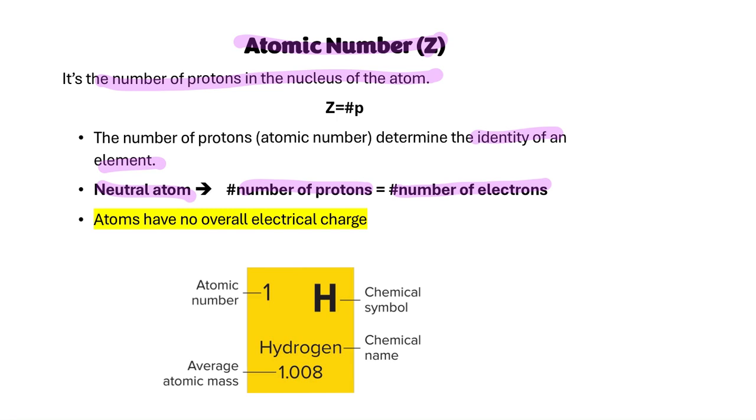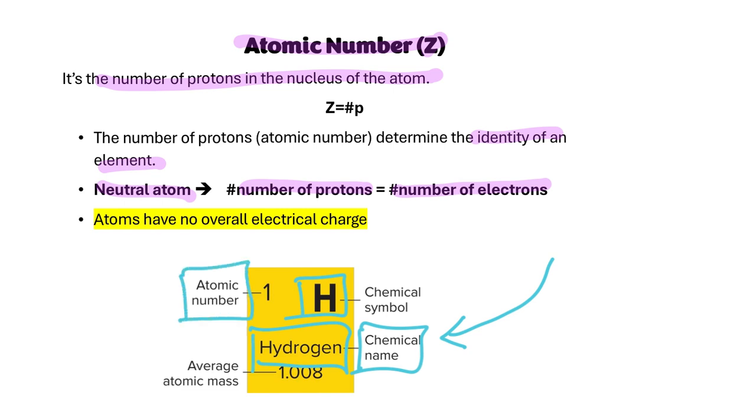If you look at the periodic table, there are boxes, and in each box there is an atom or an element, for example, hydrogen, which is a chemical name. Then it is represented by a chemical symbol. There is an atomic number written as well as the average atomic mass.